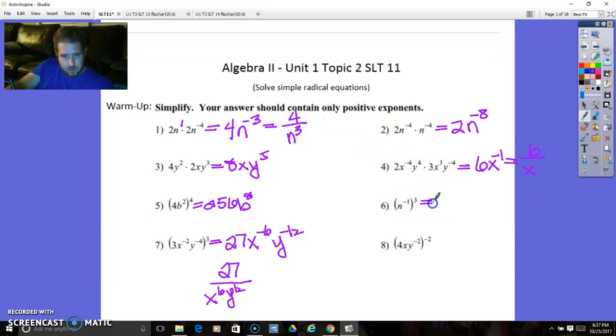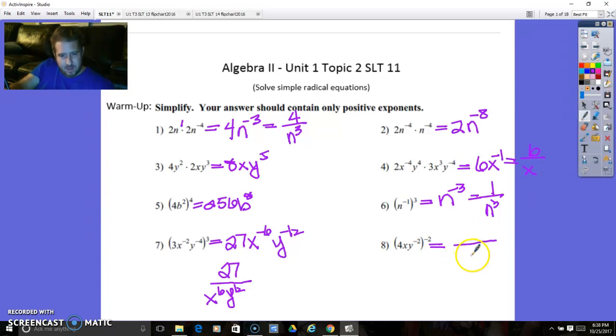Alright, so this one, so we're going to multiply. Power times power becomes n to the negative 3rd. Change that to a positive exponent, it's going to be that. And let's see, 4 to the negative 2nd. So everything in here has to be done to the negative 2nd. So that means I'm going to flip it to the bottom.